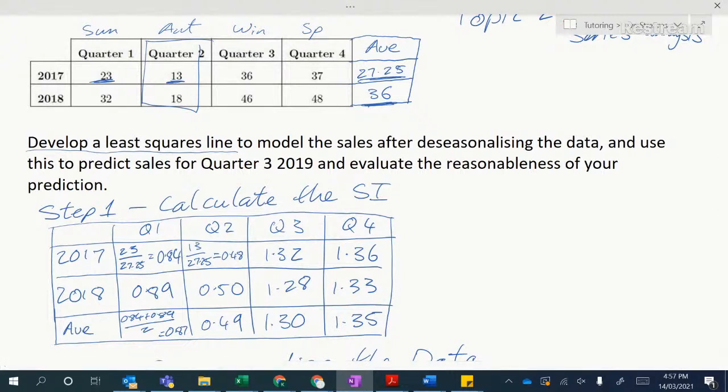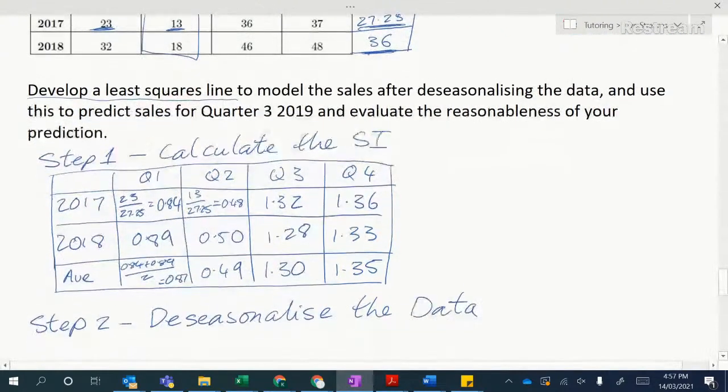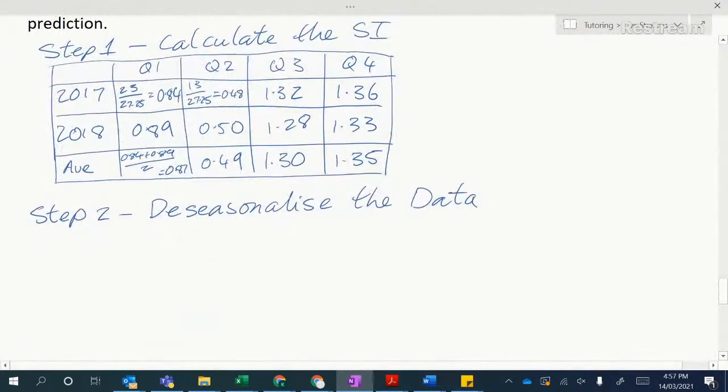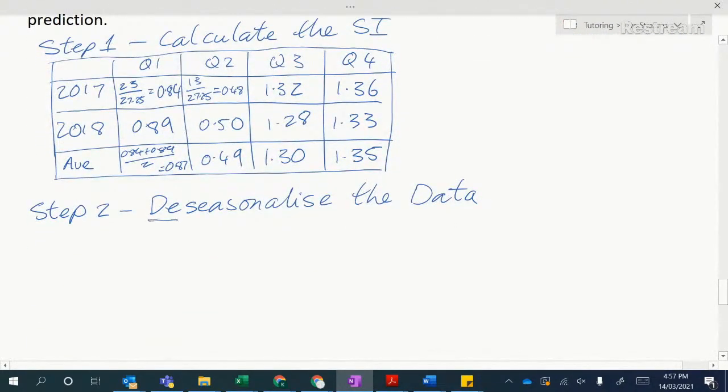So our data is seasonal. There are patterns according to the seasons. So to de-seasonalize the data, we're going to try and remove the seasonal variation. Okay, so to remove the seasonal variation, we're going to do that by dividing by the average seasonal index, which is what we calculated in step 1. Okay, so let's do that.